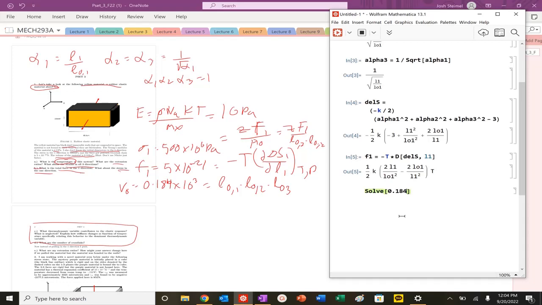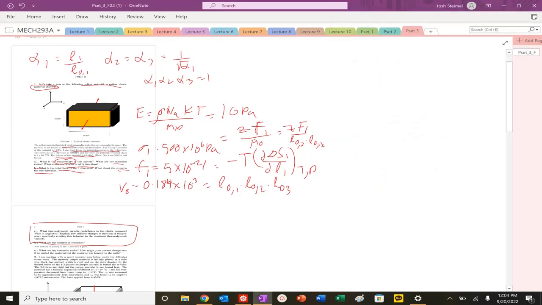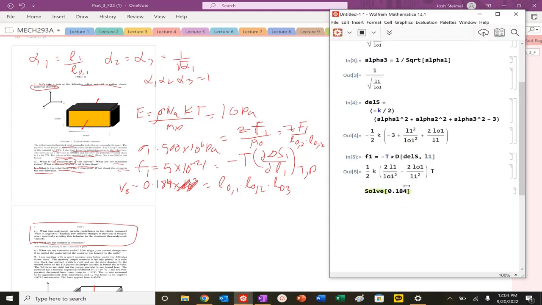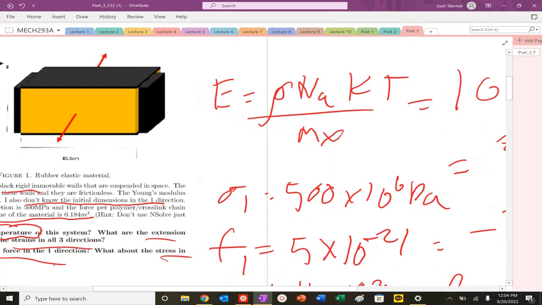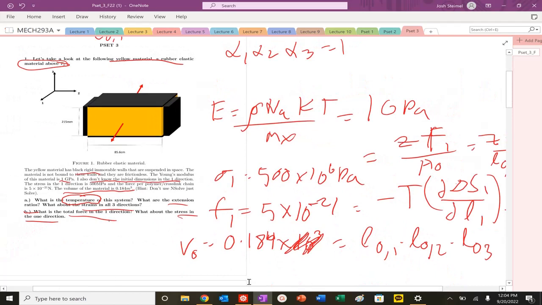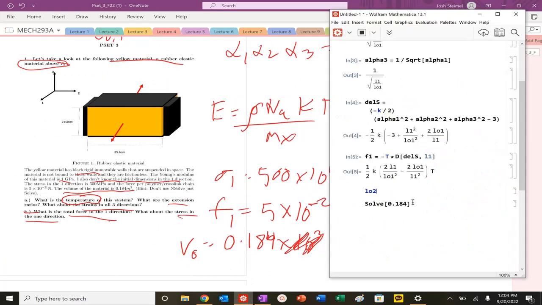We also know that our volume is 0.184. So actually we can solve right now once we define L naught 2, L naught, yeah, exactly. Finally got rid of that 10 to the 3. So I can define L naught 2, and then we can just write that down. Let's zoom in a little bit here. So L naught in the 2 direction is just going to be that 85.6 centimeters. So L naught 2 is equal to 85.6 times 10 to the minus 2. My L naught 3 is going to be equal to 215 times 10 to the minus 3.